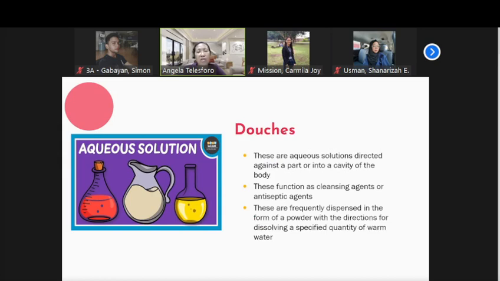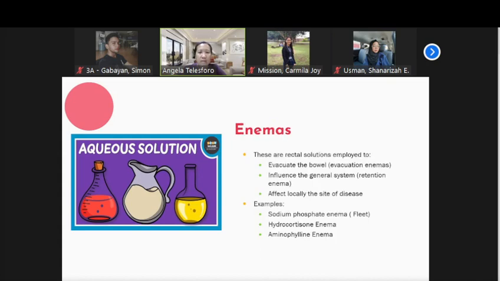Douche. These are aqueous solutions directed against a body part or into a cavity. It can be a vaginal douche, the most common. They are used as cleansing agents or antiseptic agents. Usually, they are dispensed in the form of powder, then we dissolve it in warm water. Then they are used as irrigation agents, and it becomes a douche.